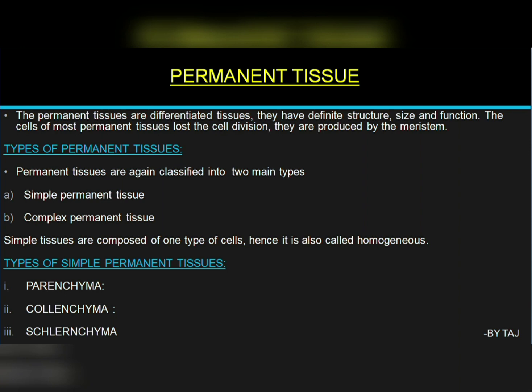Coming to the types of permanent tissue, permanent tissues are again classified into two main types: simple permanent tissue and complex permanent tissue. Today in this class we will discuss the simple permanent tissue. Simple permanent tissue is composed of only one type of cells, hence it is also called homogeneous tissue. Simple permanent tissues are again classified into three types: parenchyma, collenchyma and sclerenchyma.